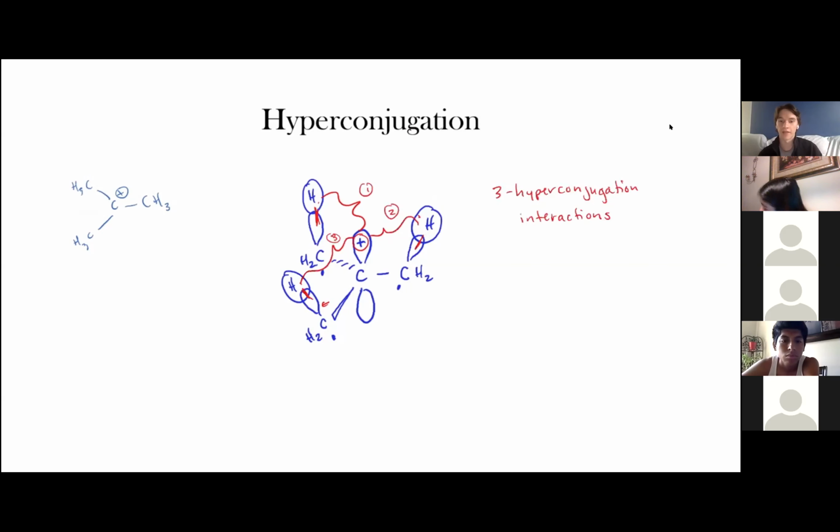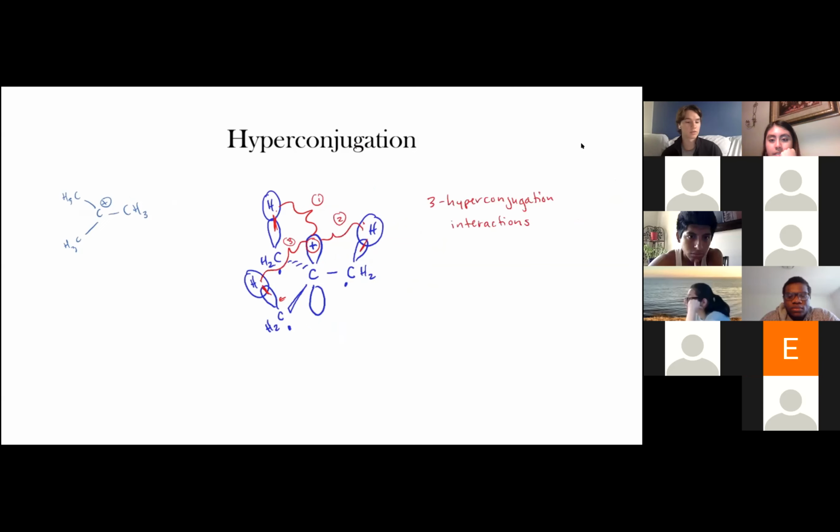You have an overlap of basically exterior bonds around the free p orbital, and due to the overlap, some electron density can be donated, and that acts as, we can call it, additional bonding, and so that stabilizes the carbocation. And this is really the explanation as to why tertiary carbocations are the most stable of the 3 different types of carbocations.